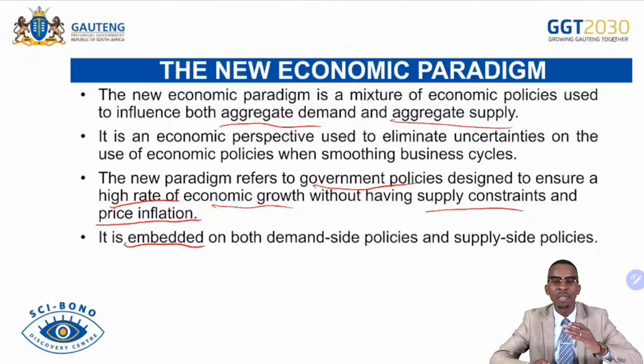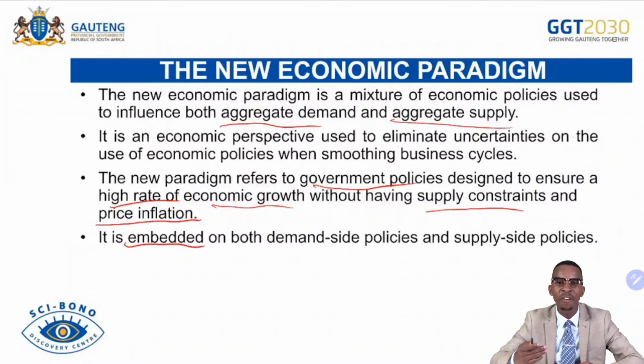If ever the demand side policies have been influenced expansionary, and then the supply side policies have been influenced expansionary, that will lead to the demand increase and the supply will respond positively to the increase in demand. That will curb the effect of inflation, resulting in demand keeping on being equal to supply, or the supply reacting to the change in demand within the economy. That's why we have the economic paradigm that is embedded on both demand side policies and supply side policies.